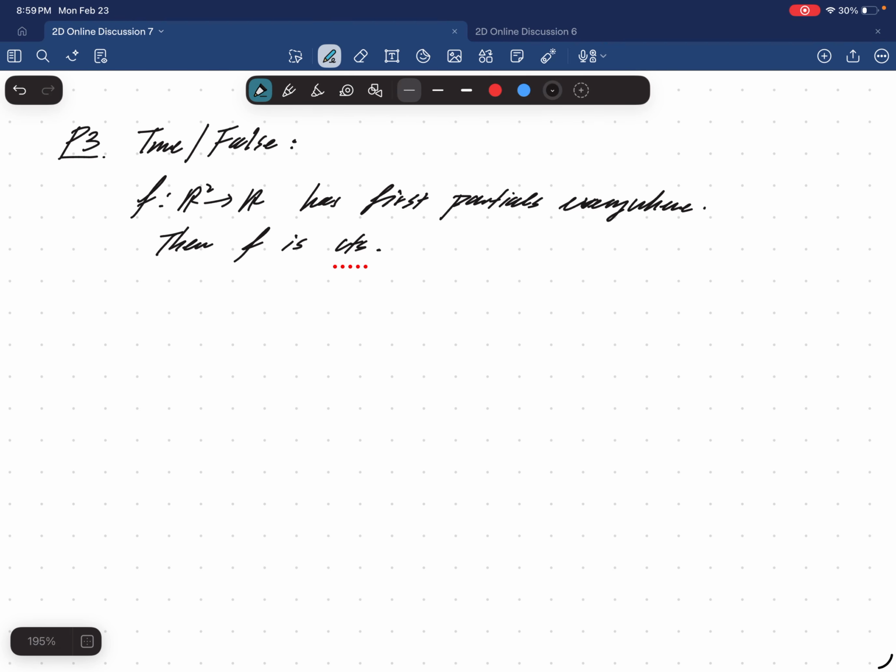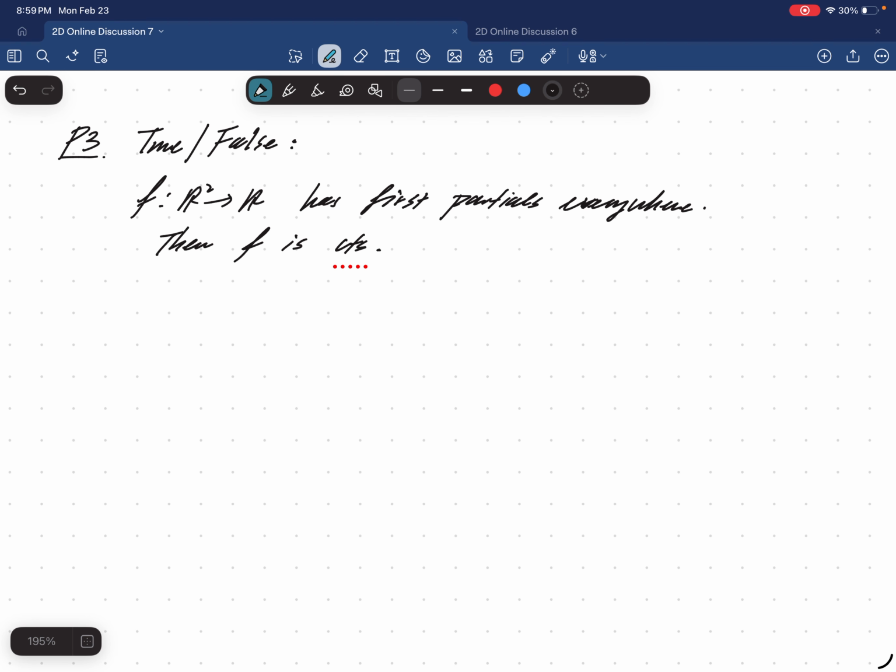So recall the last question, we're faced with the true and false question where f is from R2 to R that is continuous in both variables separately. And we've shown by a counterexample that this does not necessarily mean that f(x,y) is a continuous function of two variables.